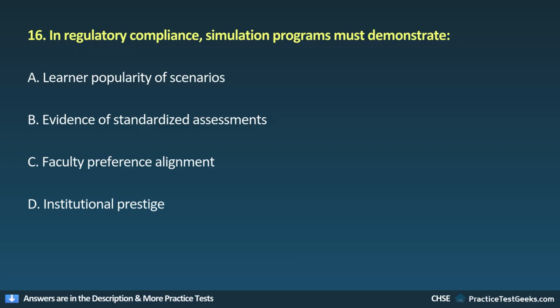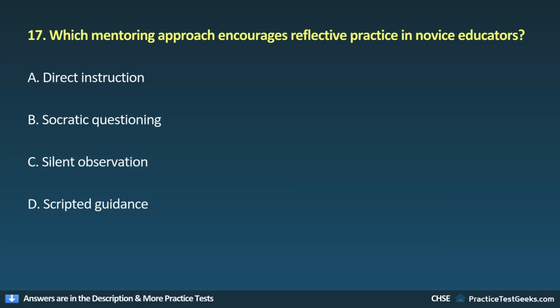16. In regulatory compliance, simulation programs must demonstrate A. Learner popularity of scenarios. B. Evidence of standardized assessments. C. Faculty preference alignment. D. Institutional prestige.